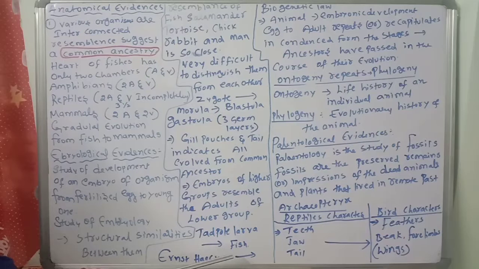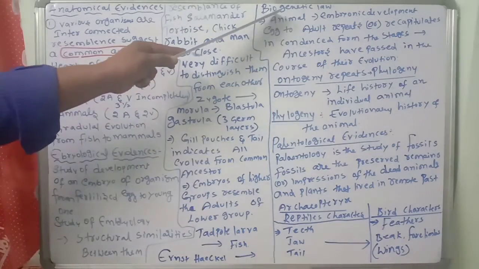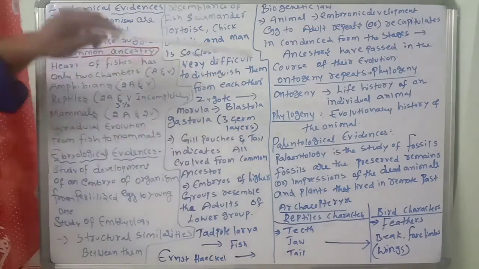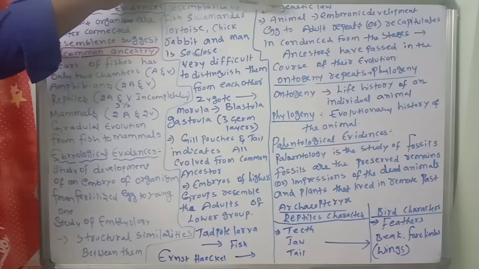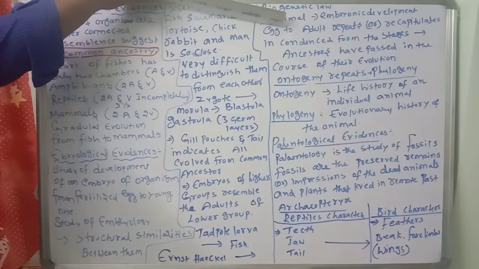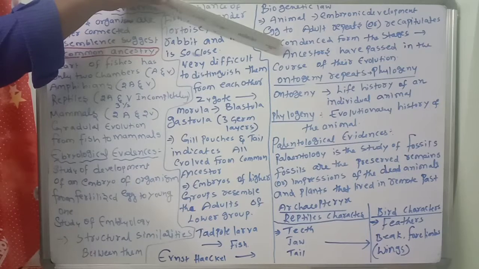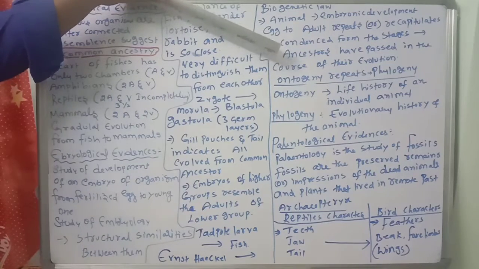Based upon this, one scientist, Ernest Haeckel, proposed a theory called the biogenetic law. What is the biogenetic law? It states that an animal in its individual embryonic development, from egg to adult, repeats or recapitulates in condensed form the stages through which its ancestors have passed in the course of their evolution.